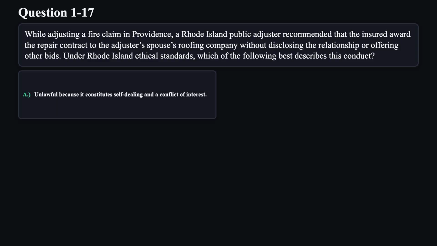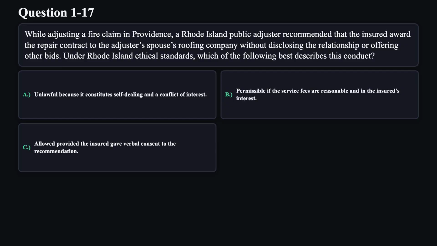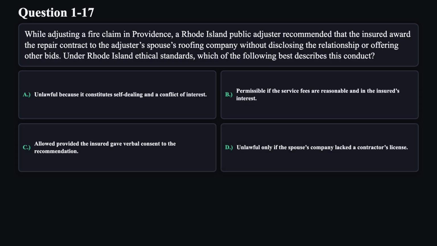A. Unlawful because it constitutes self-dealing and a conflict of interest. B. Permissible if the service fees are reasonable and in the insured's interest. C. Allowed provided the insured gave verbal consent to the recommendation. D. Unlawful only if the spouse's company lacked a contractor's license.